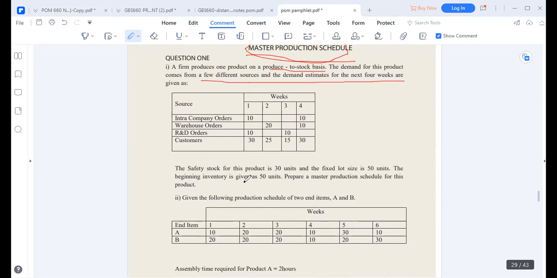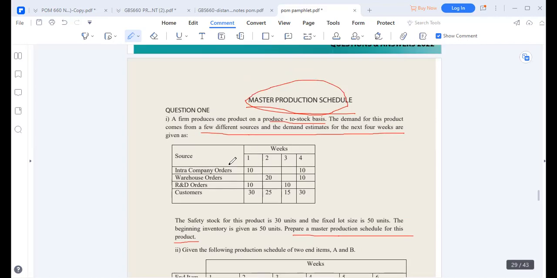Now, the safety stock for this product is 30 units, and the fixed lot size is 50 units. The beginning inventory is given as 50 units. Then we are going to prepare the master production schedule for this product, given the following production schedule of the 2 end items A and B. First, I'm supposed to answer the first part of the question, where I prepare the master schedule.